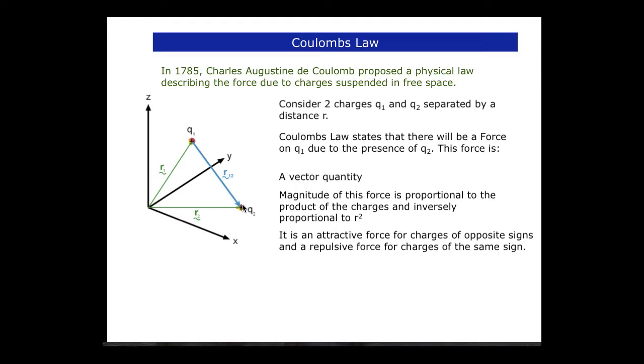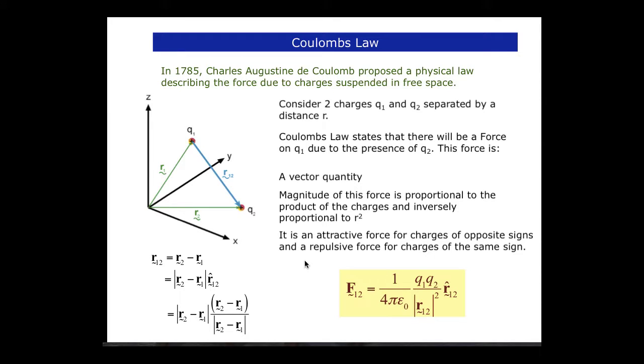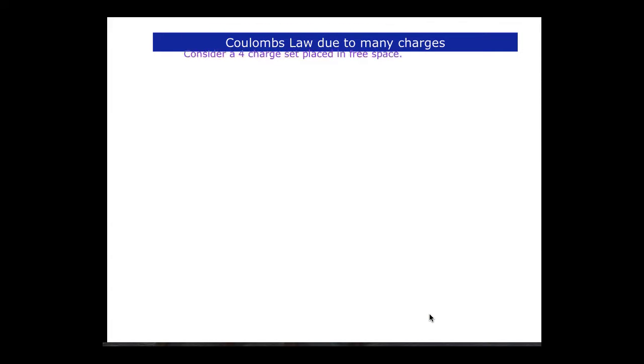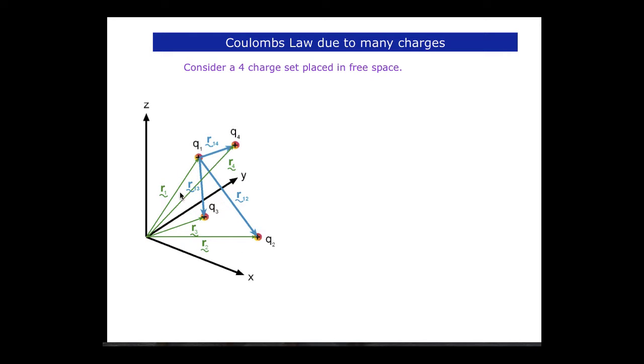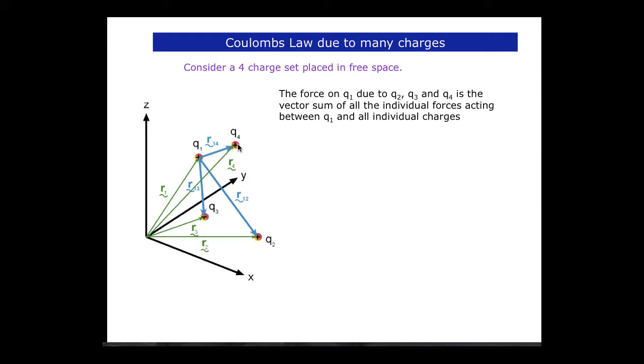It is an attractive force for charges of opposite signs and a repulsive force for charges of the same sign. Similarly to Newton's law of gravity, Coulomb's law is also an inverse r² law. Consider four charges placed in free space. The force on one of the charges due to three other charges is the vector sum of the three individual forces. Note that point charges do not act on themselves, only on other point charges.